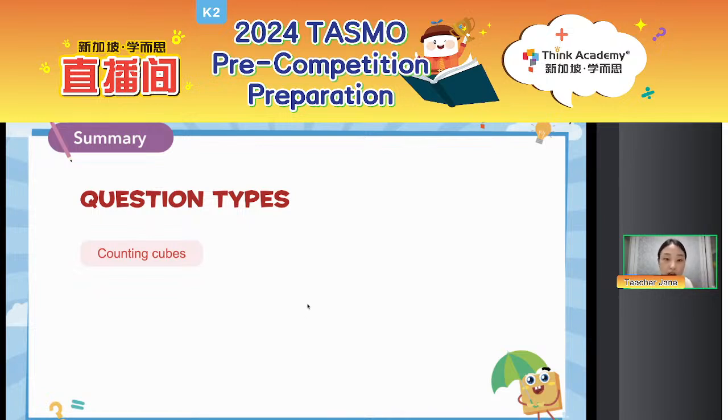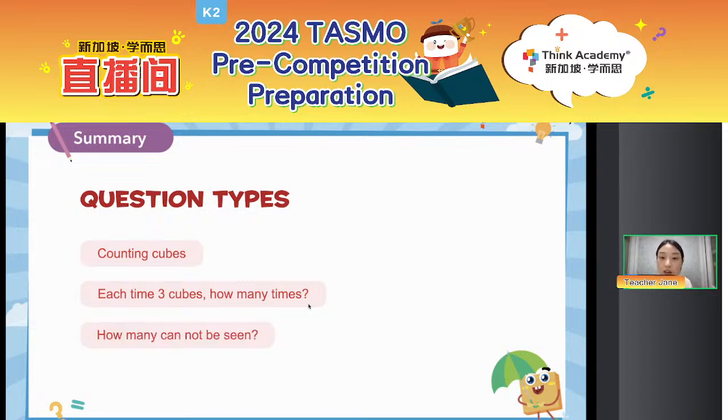And then we can review our key question types. That is, we learn about how we can count the cubes. And probably sometimes they will ask us, each time at most we can move 3 cubes, then how many times at least do we need to move the cubes, move all of the cubes, right? And then the third type of question, that is how many cubes we can see, how many cubes we cannot see, right? So there are the most 3 important question types.